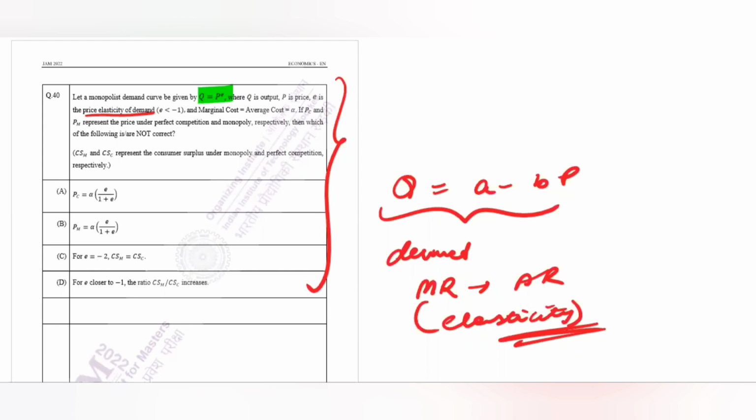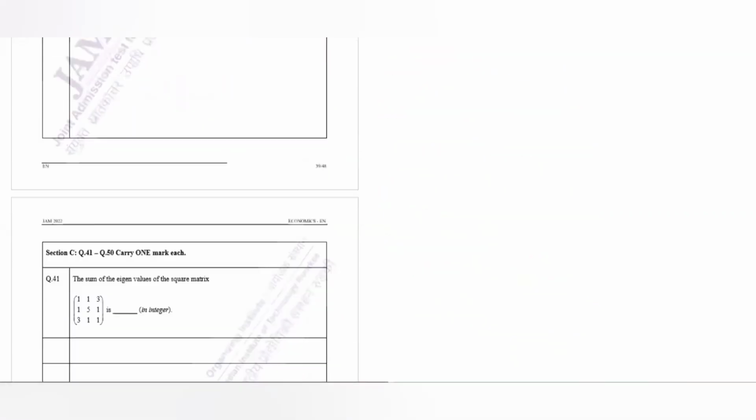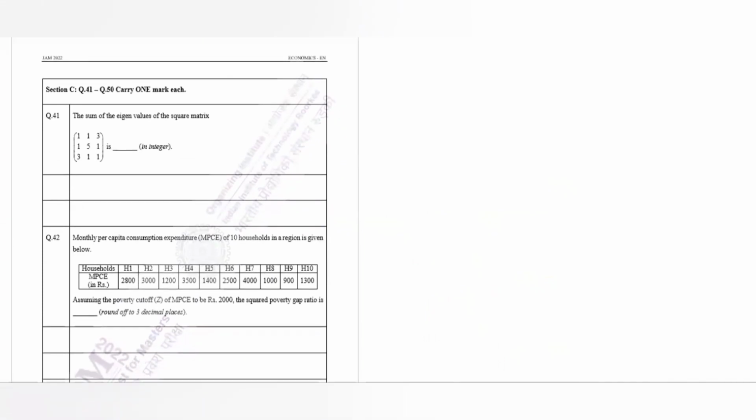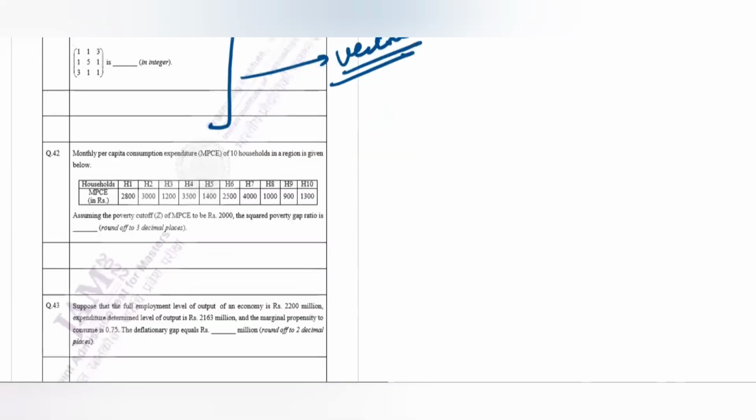It's a very, very simple question to begin with. One good thing that I liked about this question is they have included consumer surplus under monopoly and perfect competition also. So 2 different concepts. One is this formula and one is related to consumer surplus under monopoly and perfect competition. They've tried to add the 2 together. Very simple. As I told you, we know that there will definitely be every year questions on vectors, eigenvalues. So it's very similar to that.